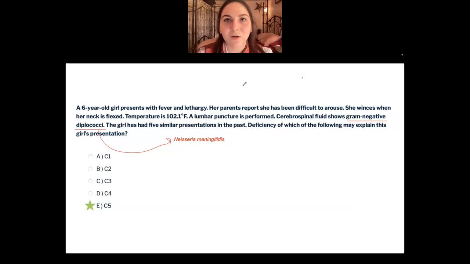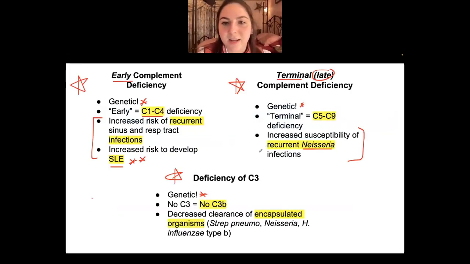And you're wondering, how do I know if it's C5 or C3? Half of you picked C3. You'll note it because it says the girl has had 5 similar presentations in the past. She's had Neisseria meningitidis. That's the only thing she had 5 times. She's only 6 years old, and she's had 5 Neisseria meningitidis infections. That's more of a terminal complement deficiency. If I go back to that slide, that's going to be your recurrent Neisseria.